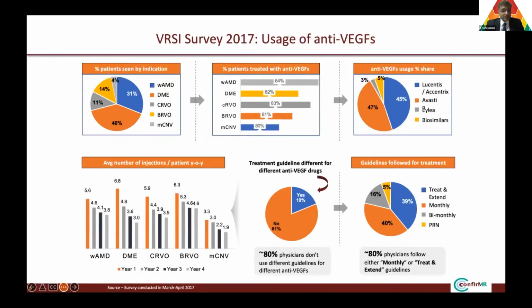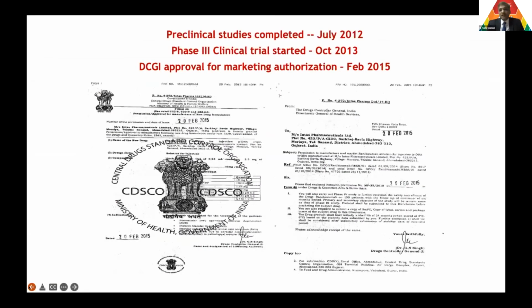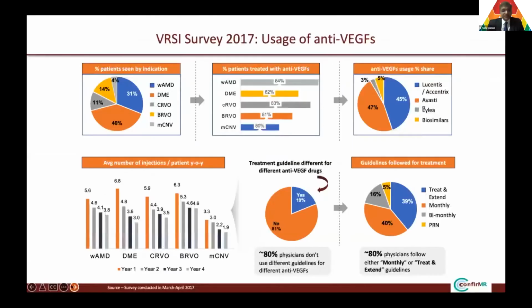And this is the marketing approval in India, which was given in February of 2015. So almost 7 years actually since the first biosimilar was introduced in India. So when it was approved in 2015, there were initially some issues of safety, of sterile inflammation in some batches, and the company had to rework on them.